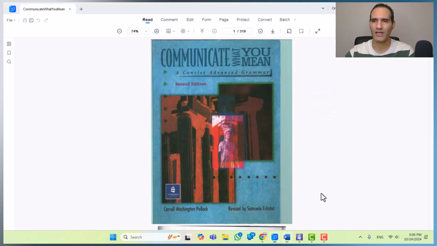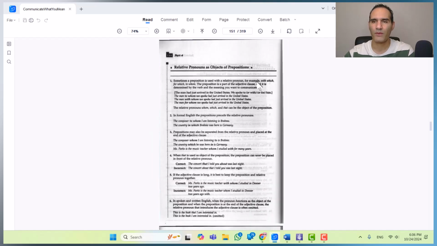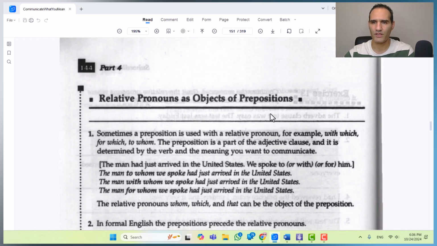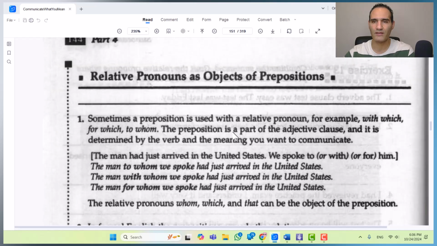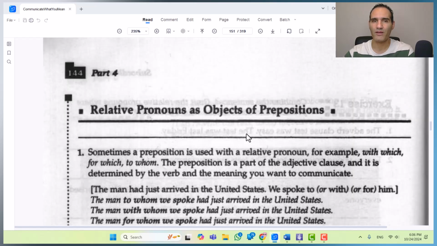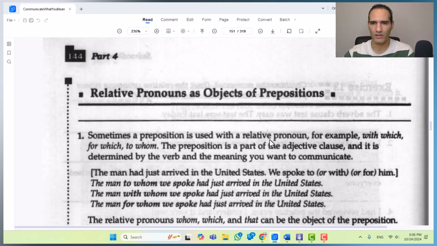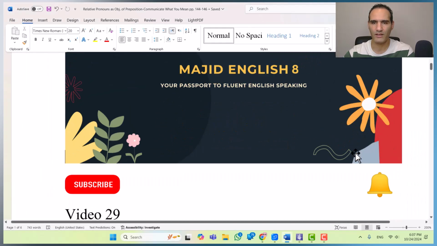So far we have covered 28 videos of this book, Communicate What You Mean, a very good book for developing your advanced English grammar. And today we are heading for video 29, talking about relative pronouns as object of preposition. If you remember, our previous video was about relative pronouns as objects, and before that it was relative pronouns as subject. If you need information about them, please go and watch the previous videos, as they could be prerequisite to this video. But before we start the unit, let's just take a look at the Word file here.